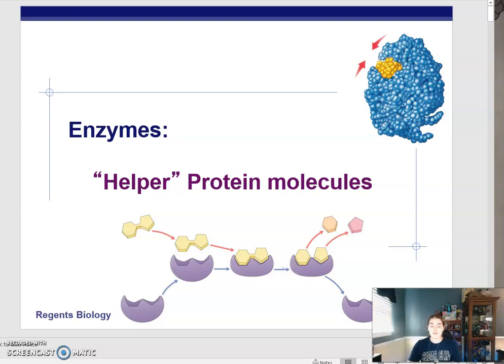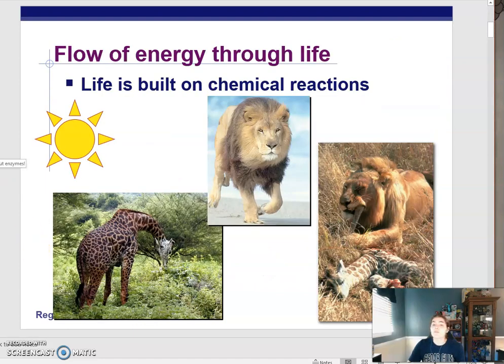Okay, so we're going to talk about enzymes for today's notes. Enzymes are basically employed proteins. That's always the way I think of it. So there is a particular flow of energy throughout life. Life is built upon chemical reactions.